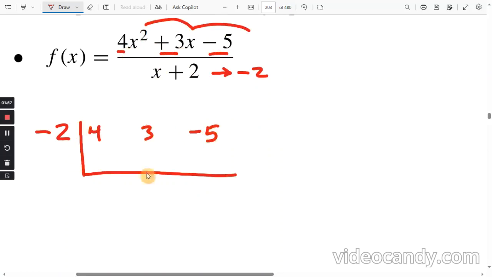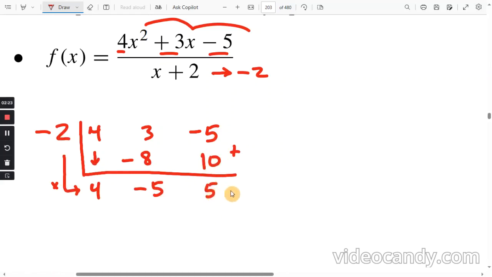All right, make the bracket to accommodate 2 rows. Bring down the 4. -2 times 4 is -8. Adding vertically, 3 minus 8 is -5. And -2 times -5 is 10. -5 plus 10 is 5.